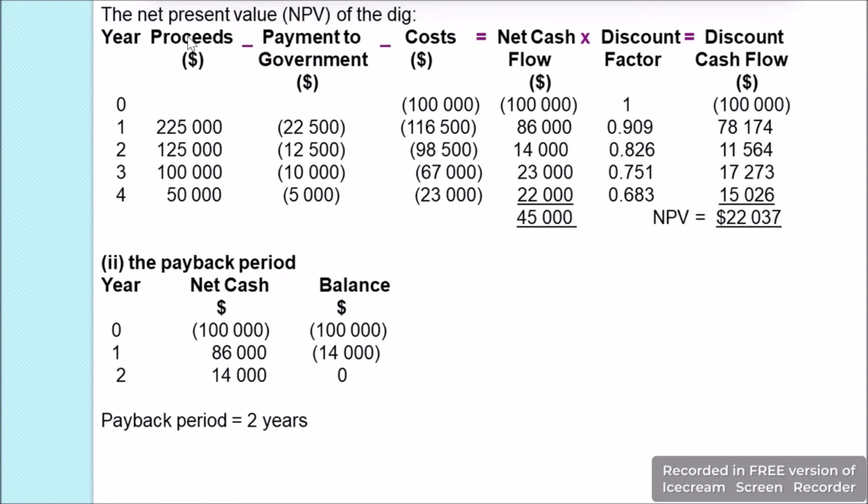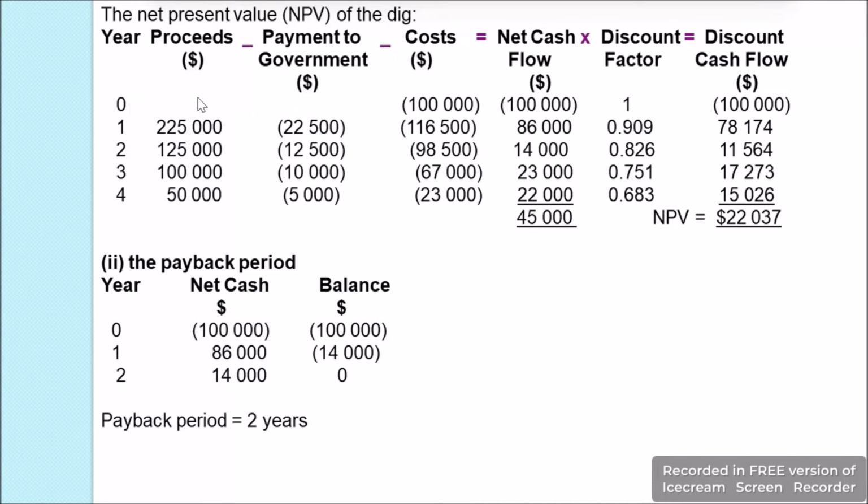Now, as we are done with the working notes, let's calculate the net present value. We'll start with the year, and then we have the proceeds, which are the cash inflows. Payment to the government is a cash outflow and the costs are cash outflows. So from the proceeds, which is the inflow, we will subtract the payment to the government and the cost. We will get the net cash flow, and we multiply this net cash flow with the discounting factor to get the discounted cash flow. When we add all the discounted cash flows, we'll get the net present value. So let's start with year 0.